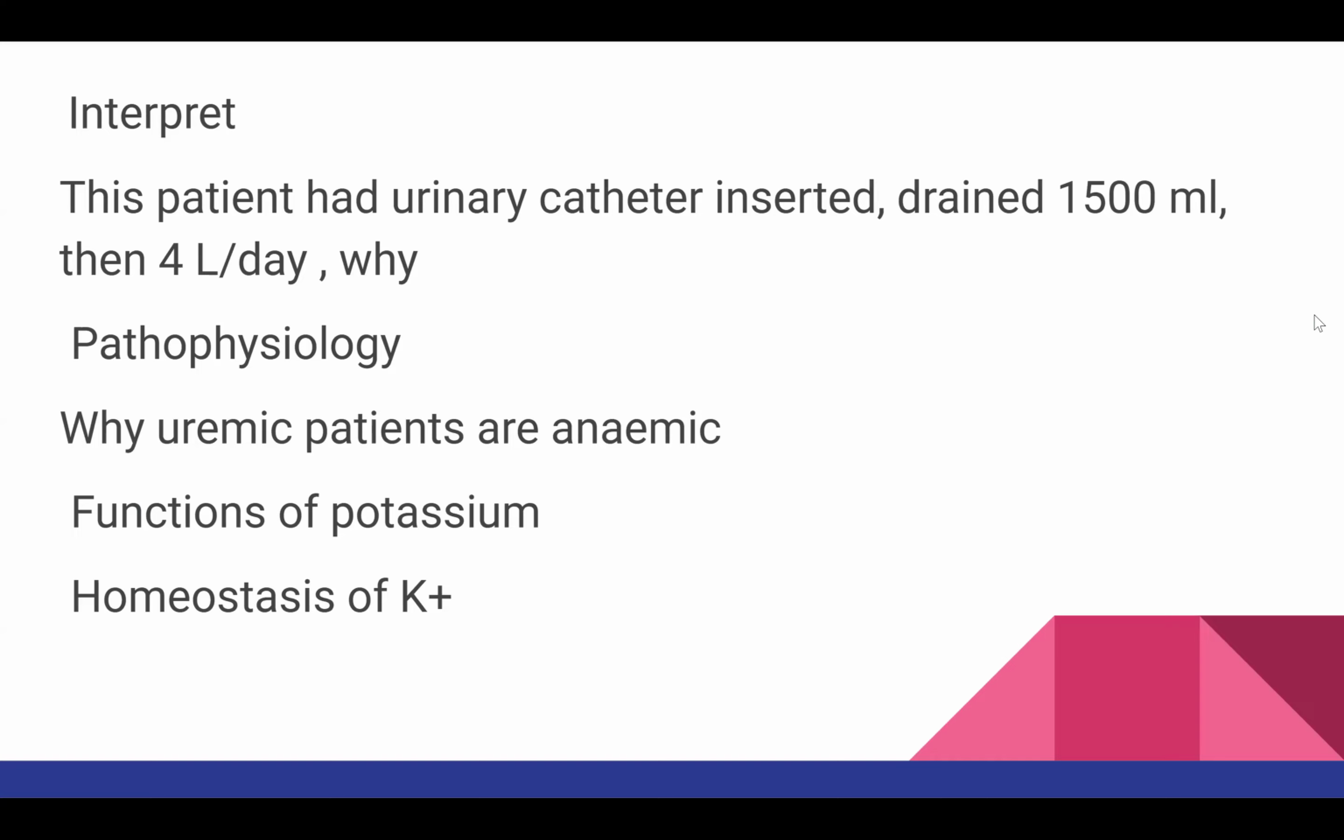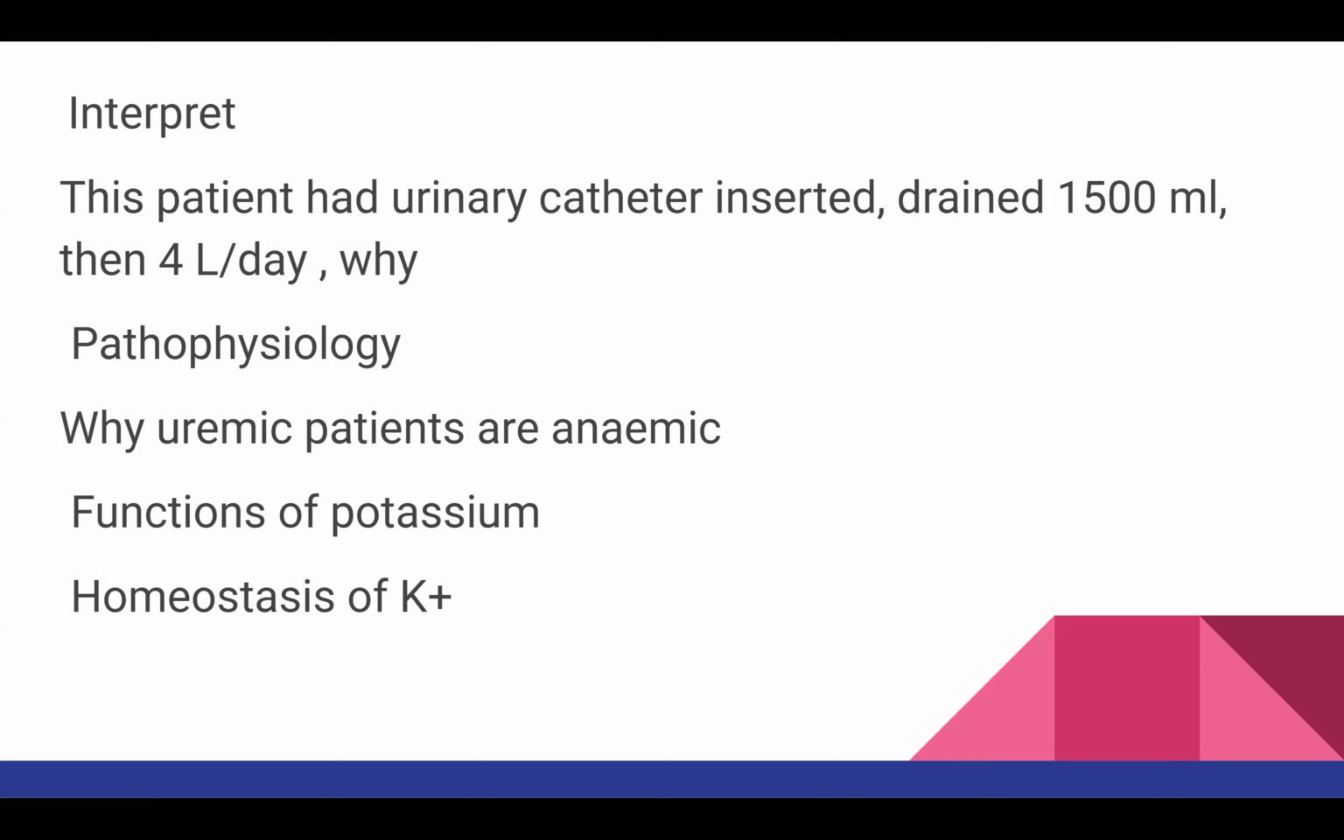Okay, so what is your interpretation on the basis of the labs of this patient? The potassium level is 6.8, and the creatinine level is 650. So there is an evidence of acute kidney injury in this patient. Okay, so this patient was inserted a urinary catheter and it drained 1500 ml, then 4 liters a day. Can you tell me why?